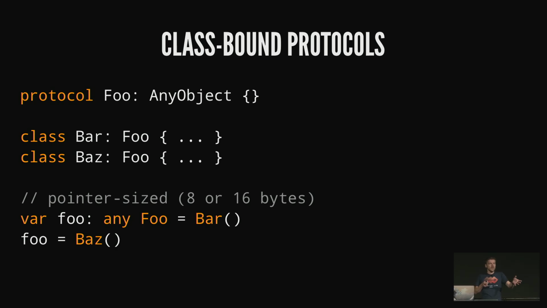And I can assign Bar to it, and then I can change it to Baz, and that's OK, because pointers are pointers. It's interchangeable. I can swap them around at runtime. And that requires 8 bytes of storage. It's actually sometimes 16 because of witness tables, but we don't need to go into that.